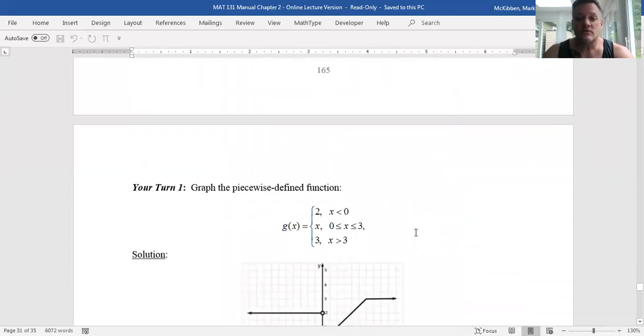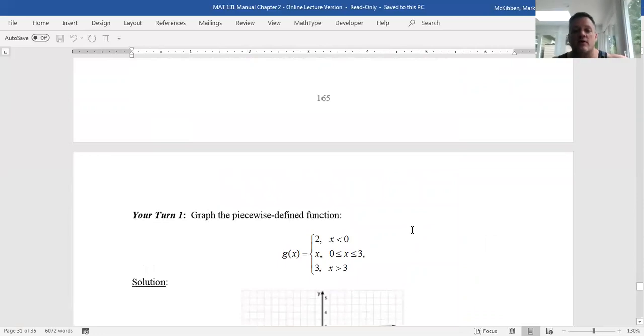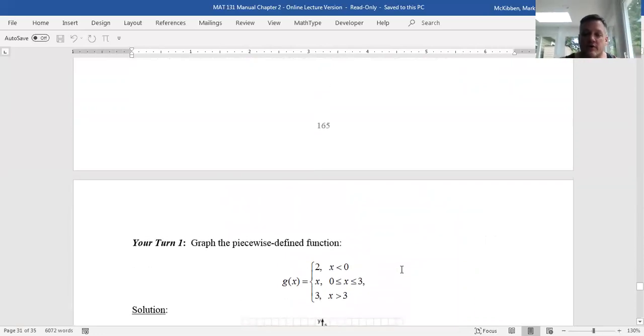All right, so, well, I already showed you this one. Go ahead and actually try this your turn. It's a little bit tamer than the other because two of them are constants, but see what you get, and then I'll put the solution up just so you can check yourself.